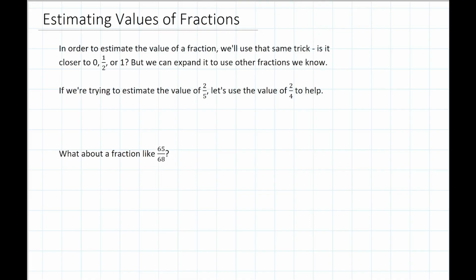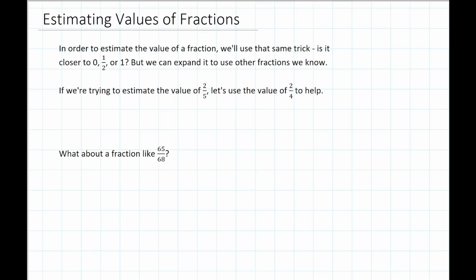Is it closer to 0 or 1/2 or 1? But we can use other numbers. We don't have to use just those fractions. So if I use a fraction to compare with that you are not comfortable with, remember, you don't have to be able to do this right now. We're practicing this. And as we go on, you may find that more of these fractions are easy for you.